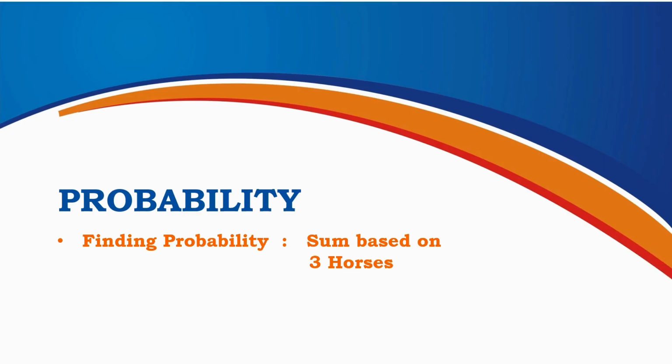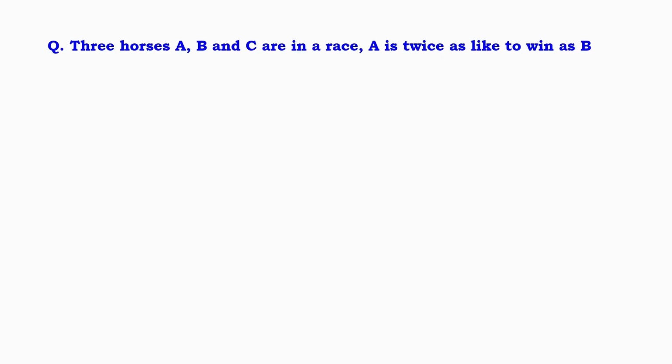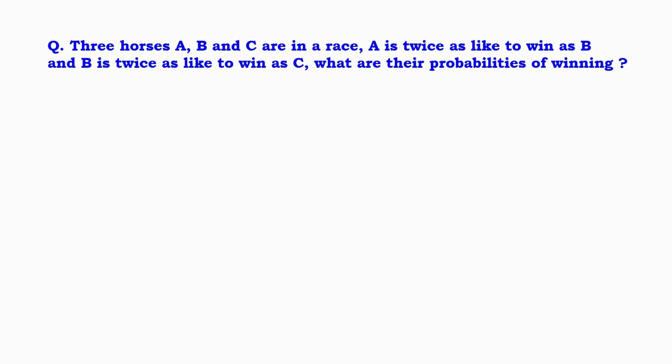Now the next topic is finding the probability of a sum based on 3 horses. Let us take a look at the question. 3 horses A, B and C are in a race. A is twice as likely to win as B and B is twice as likely to win as C. What are their probabilities of winning? Let us take a look at how we are going to solve this problem.